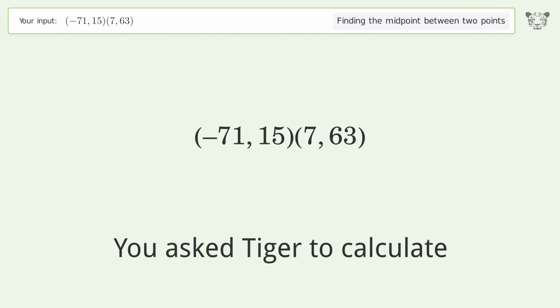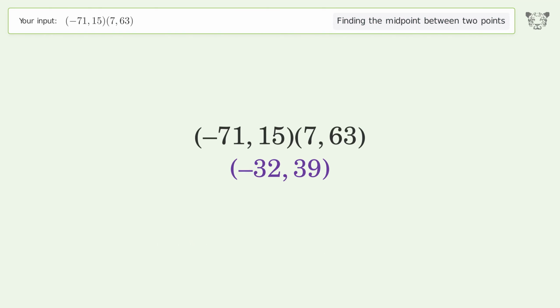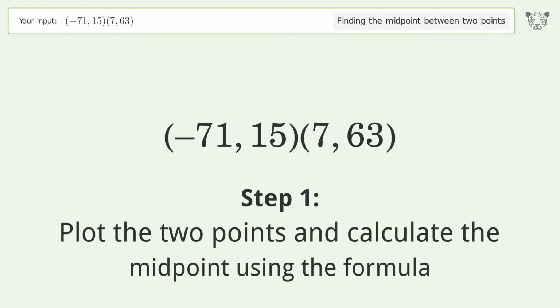You ask Tiger to calculate. This deals with finding the midpoint between 2 points. The midpoint between the 2 points is (-32, 39). Let's solve it step by step. Plot the 2 points and calculate the midpoint using the formula.